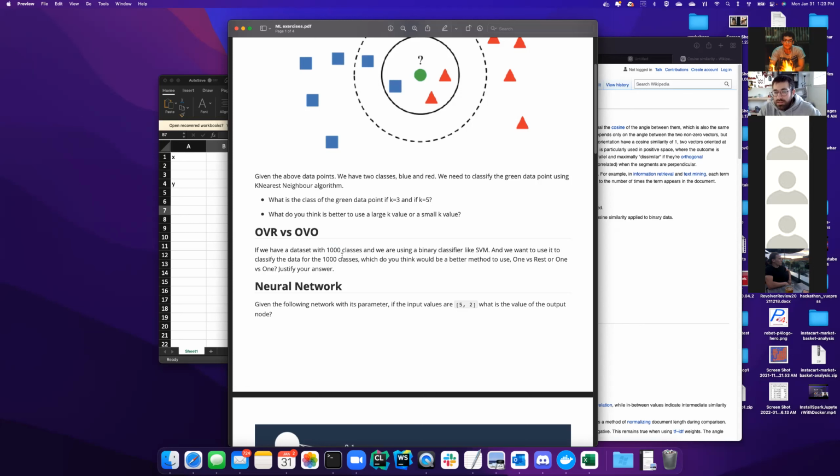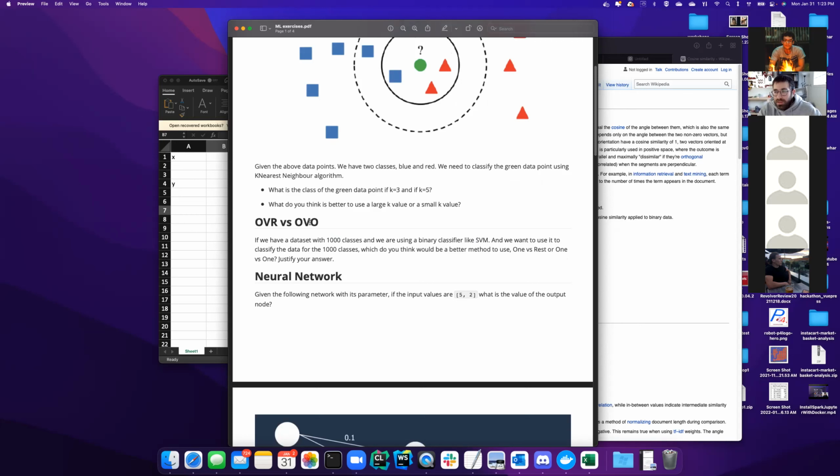But you can suggest that, for this problem, I will probably not use a binary classifier and just go with a classifier that is not binary, so it would allow for the 1,000 classes to be part of the model itself. Any questions about this?